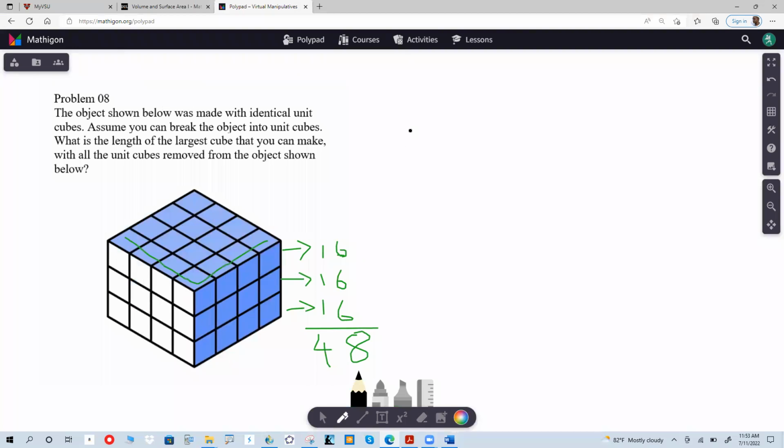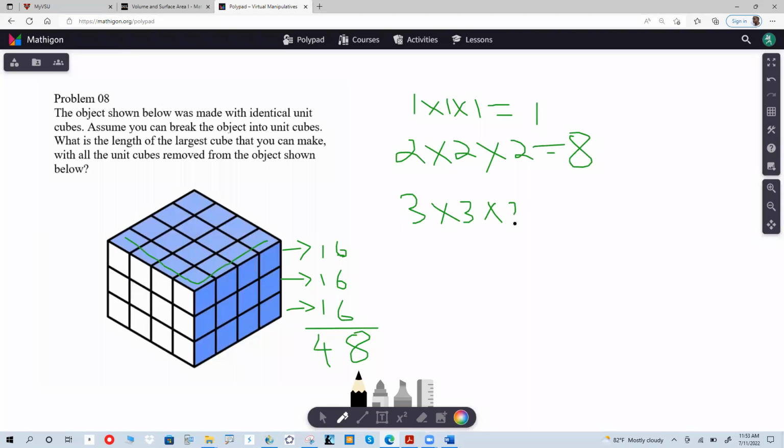Okay, if you want to make a 1 by 1 by 1 cube, you're only going to need 1 cube. That's not the largest you can make. You have plenty more. If you want to make a 2 by 2 by 2 cube, you're going to use only 8 of them. Not good enough. I think the answer is 3 by 3 by 3. It's 27. I know that's fewer than 48 because 4 by 4 by 4 is too many. You don't have enough. So the answer is, what is the length of the largest cube? I'm going to say 3, like before.